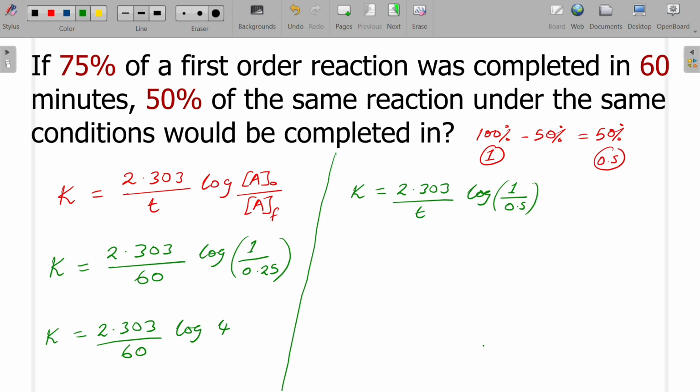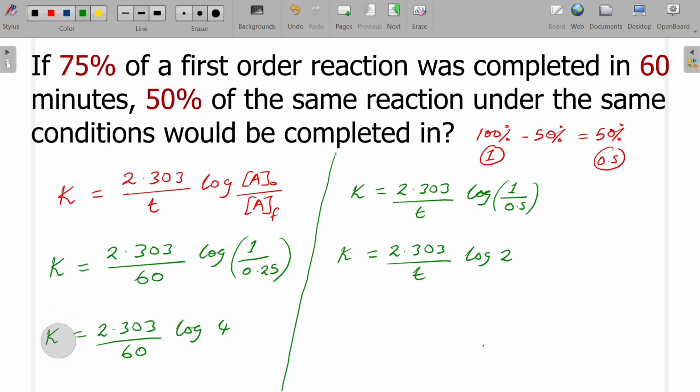So this is what we have. Proceeding, this will give us K is equal to 2.303 divided by T, and this will have log of, now 1 divided by 0.5, this will give us 2. So this is what we have for the 50%, and that's what we have for 75%. So what we are going to do is we are going to equate our K.